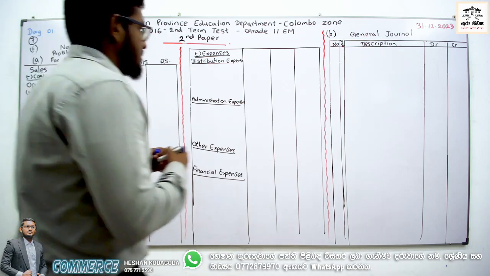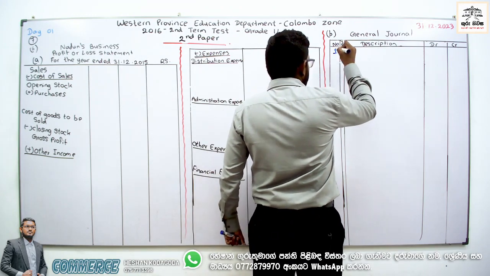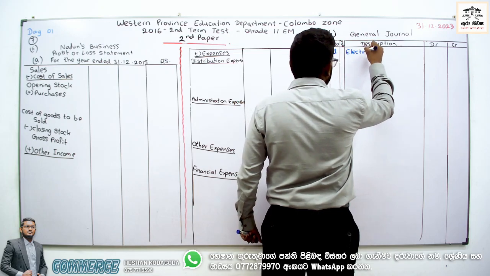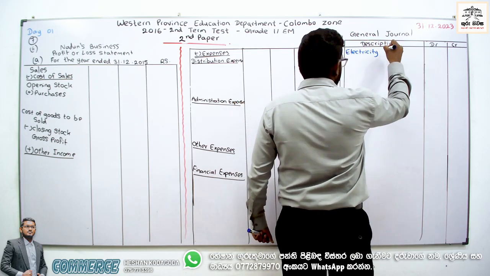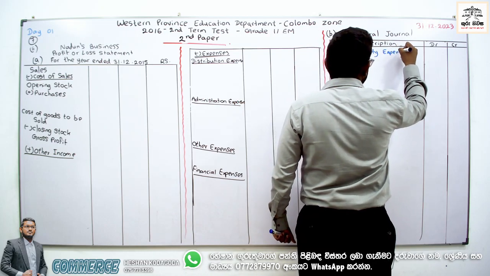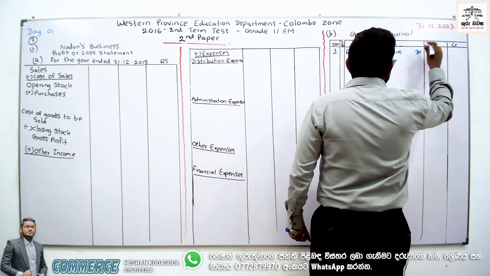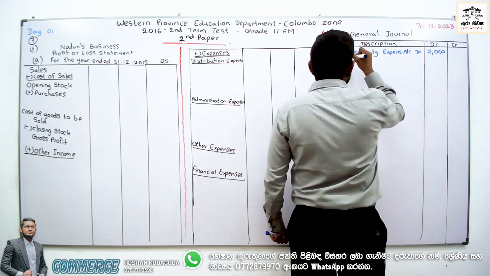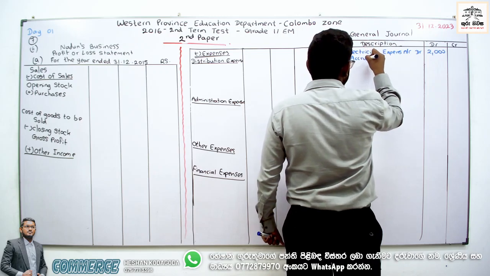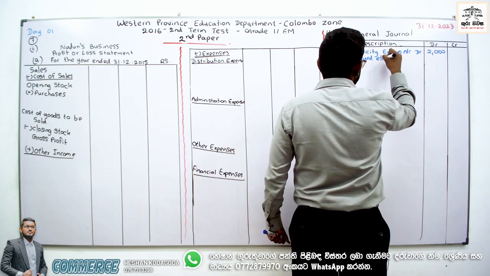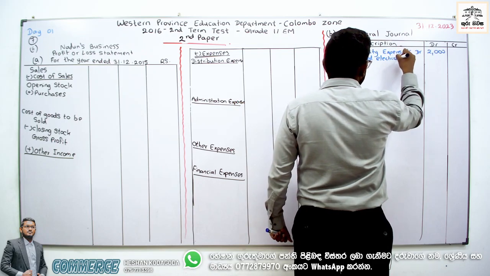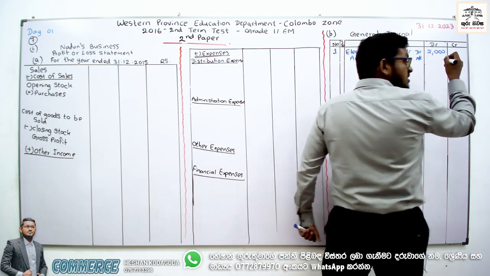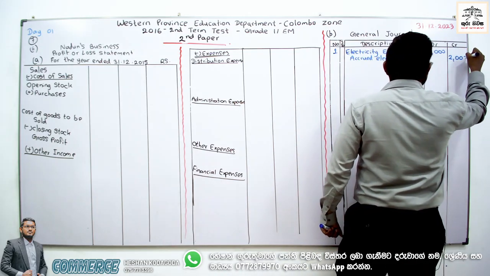Let's take adjustment number 1. When we add this 2000, electricity expense increases by another 2000. Electricity expense account debit 2000. Then you can write accrued electricity expense account credit 2000.